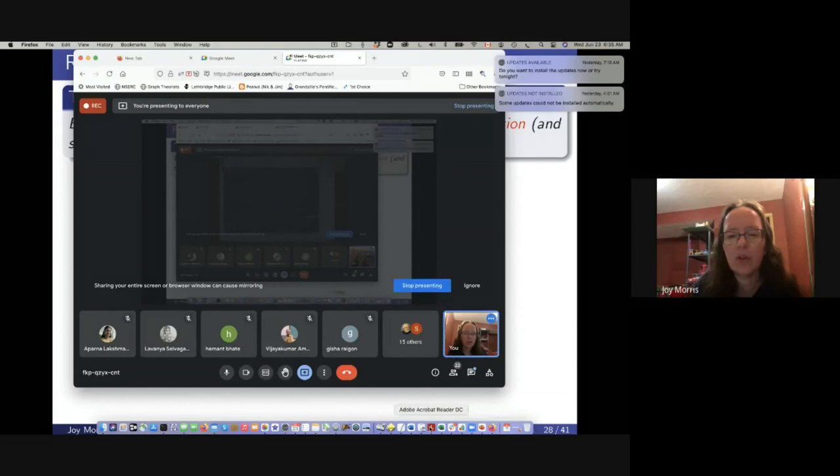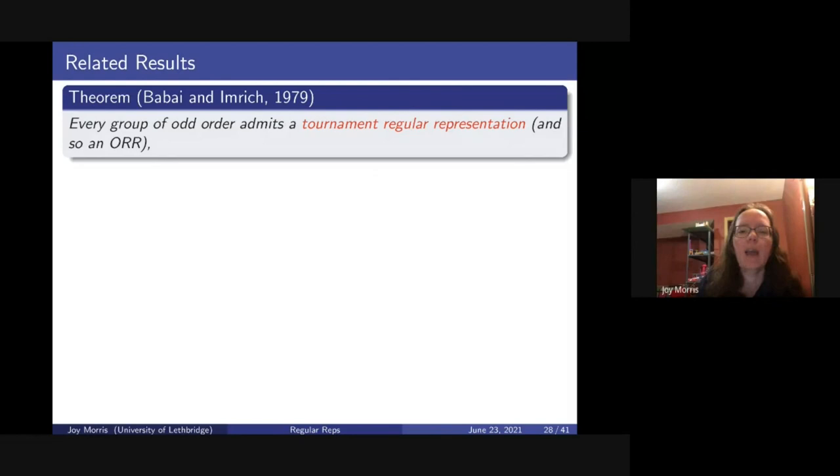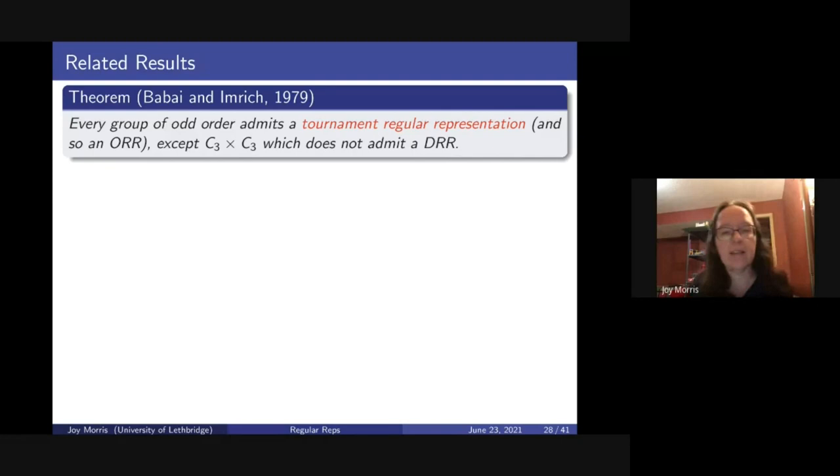Theorem by Babai and Imrich from 1979: every group of odd order admits a tournament regular representation. So a regular representation that's actually a tournament has an arc in one direction or the other between any pair of vertices. So this is actually a special kind of oriented regular representation. And you can only have a tournament that is a Cayley graph if your group actually has odd order. So that odd order is a necessary condition just to get a tournament that has a regular subgroup in its automorphism group. And there is one exception. The direct product of 2 cyclic groups of order 3 doesn't even admit a digraphical regular representation. It's one of the exceptions that Babai found for having digraphical regular representations. So it certainly doesn't have a tournament regular representation either.